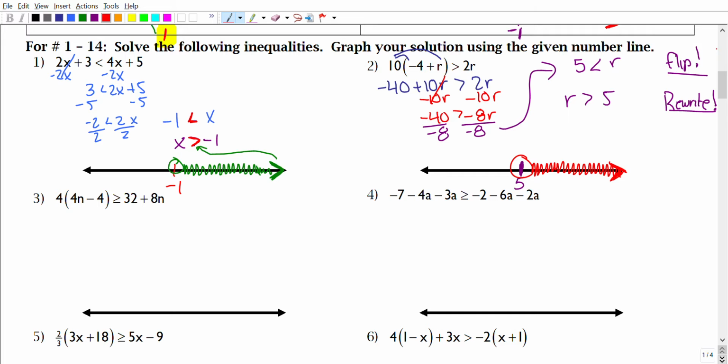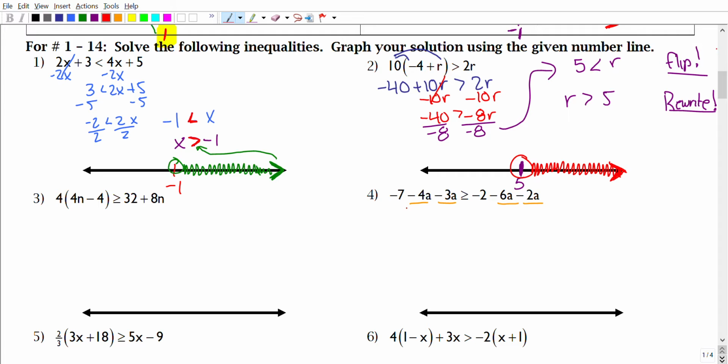I think I'm going to try one more with you guys, and then I'm going to have you try one on your own. I'm actually going to skip number 3 because I want you guys to try that one. I'm going to do number 4 with you guys. So there's no need for distributing anything, okay, because there's no parentheses. However, if we look on either side of the inequality sign, we actually have to combine some like terms here. So these two are like terms, and these two are like terms, right? So let's go ahead and combine those.